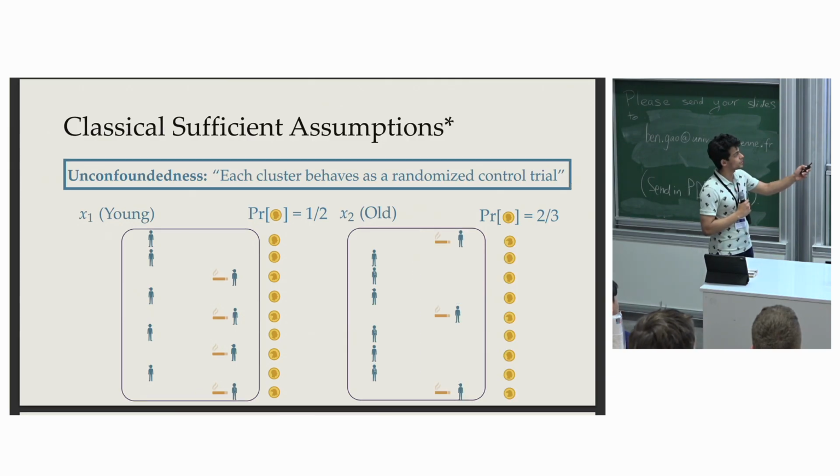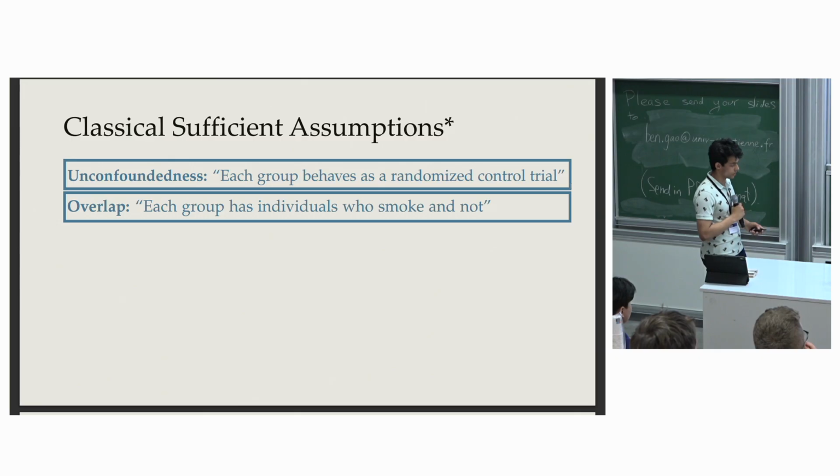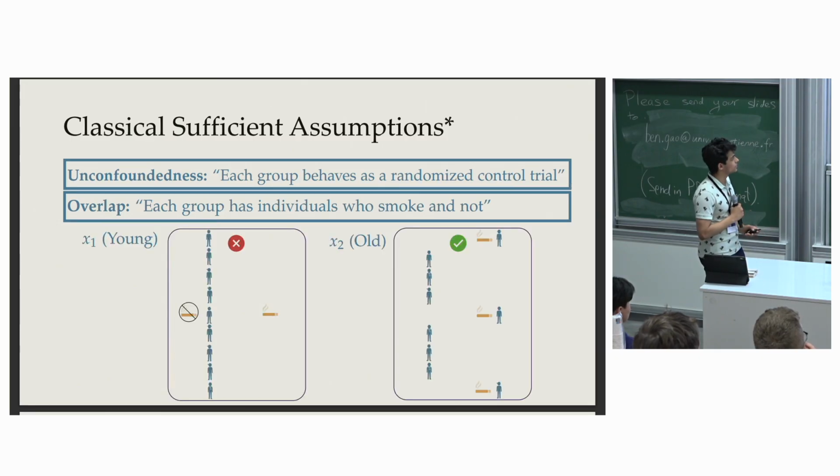Now this probability can be different across two clusters, but within a cluster it's the same probability. The second assumption people require is overlap, and that just says that for each unique feature value, we need to have at least one individual who smokes and at least one individual who does not smoke. So here the cluster or the group of young people do not satisfy overlap because there's no one who smokes, whereas the group of old people satisfy. We have people who smoke as well as people who don't smoke.